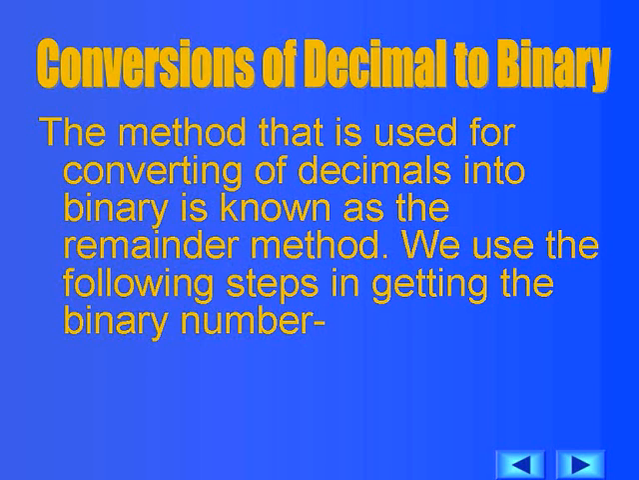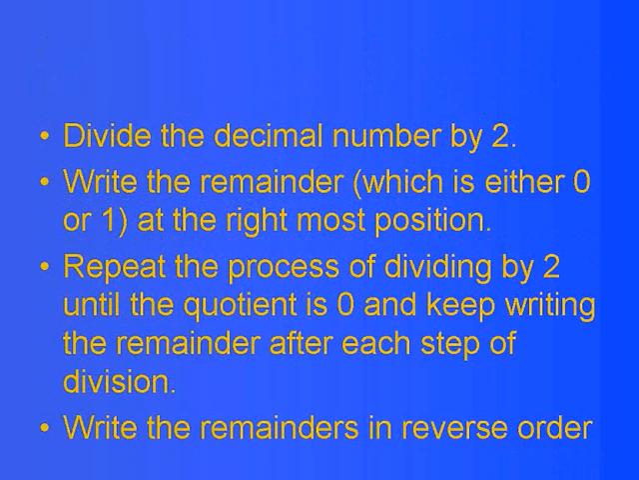We use the following steps in getting the binary number: divide the decimal number by 2, write the remainder at the rightmost position, repeat the process of dividing by 2 until the quotient is 0, and keep writing the remainder after each step of division. Write the remainders in reverse order.